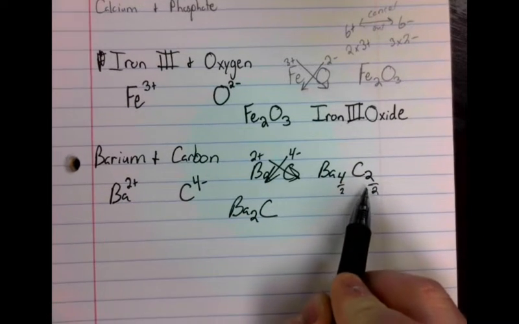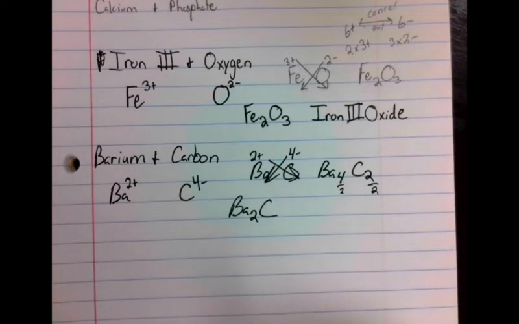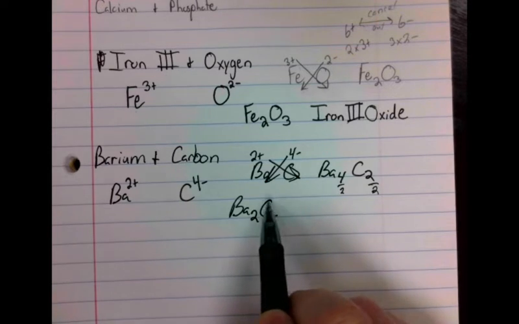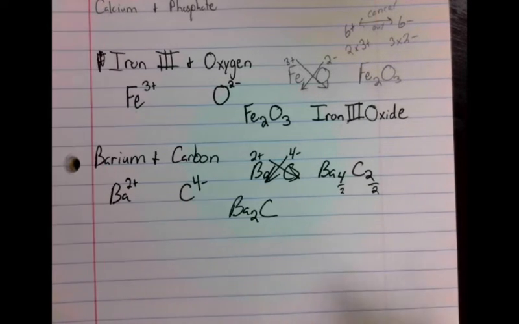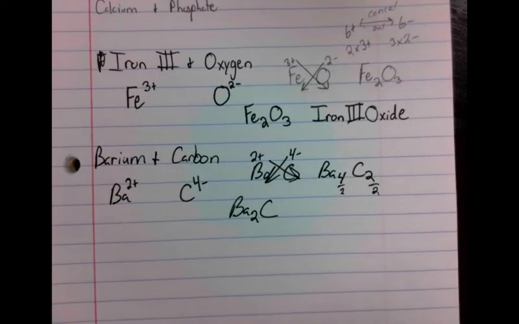and this would be a C1, but we don't actually write the 1. The fact that this C is there at all tells us that there must be at least 1 carbon. The fact that there's no number there tells us that there is only 1 carbon.